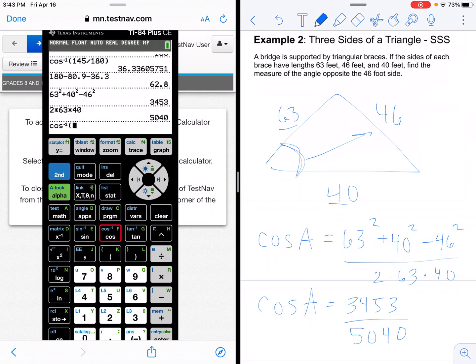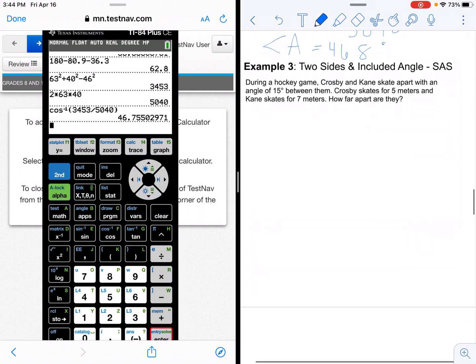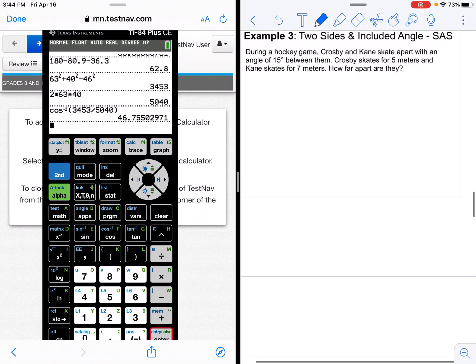And then I'll use inverse cosine again. So both of those examples are situations where you have side, side, side. All right, let's look at this example.